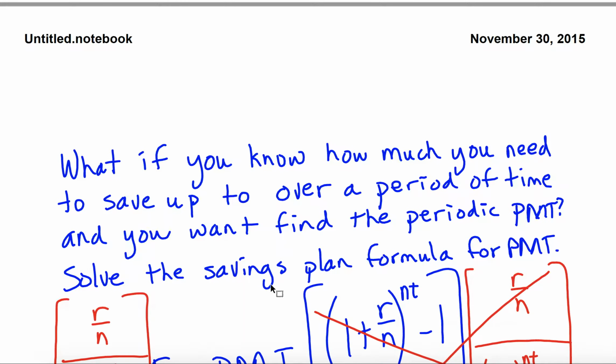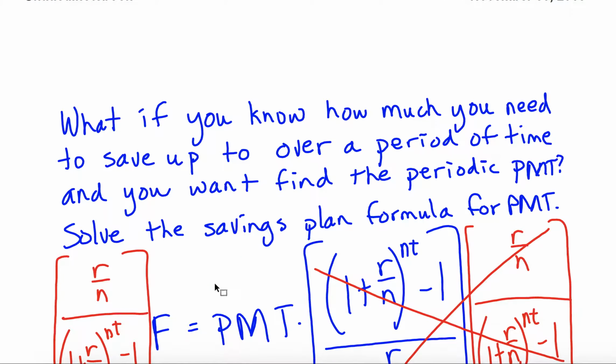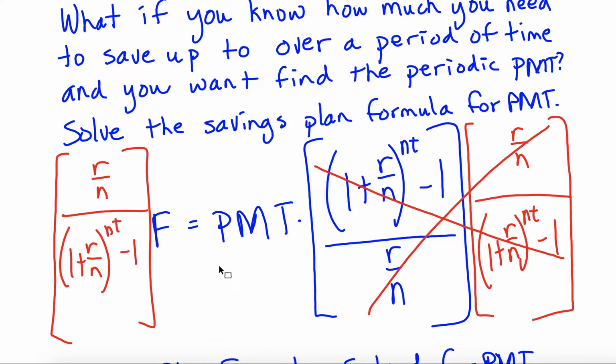All right, so what if you know how much you need to save up over a certain period of time? So let's say you want to buy a car in 5 years, and you know you need to have the money for that. And you want to find that periodic payment that you actually have to make. And so we're going to take this formula for payment, and we're going to solve for the payment.